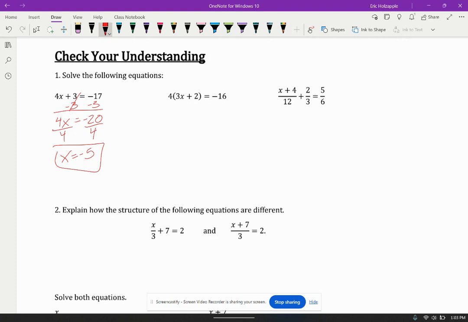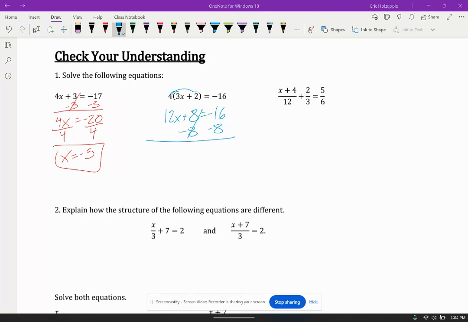For the middle one, we have a couple of different options of what we can do. My guess is most people are going to look to distribute that 4, which is totally okay. So that would give us 12x plus 8 equals negative 16. Besides that, there's a secondary method that I'm going to ask a question about in a minute, but we'll continue with this problem the way we have now. So we'll subtract our 8 on both sides.